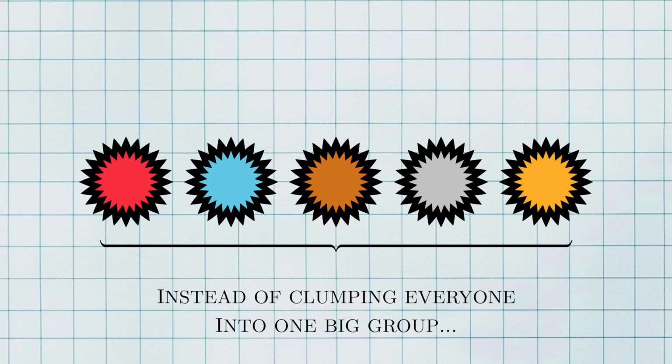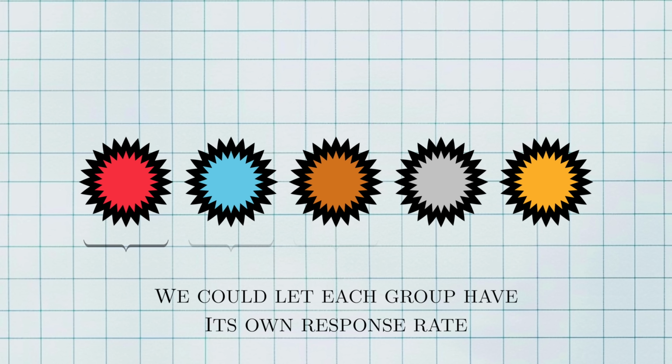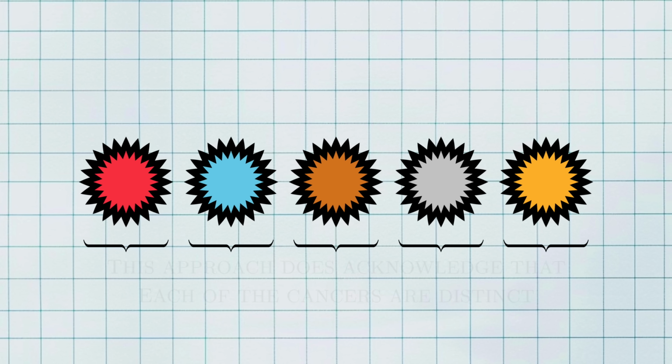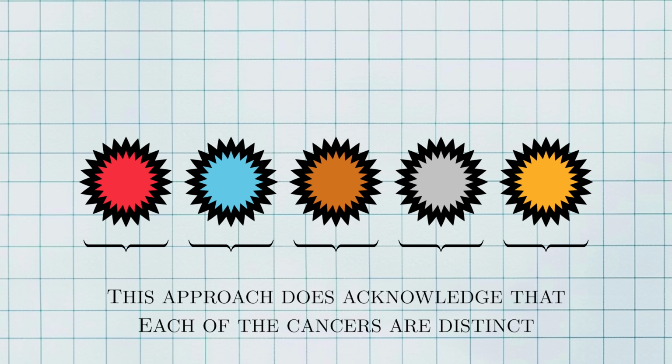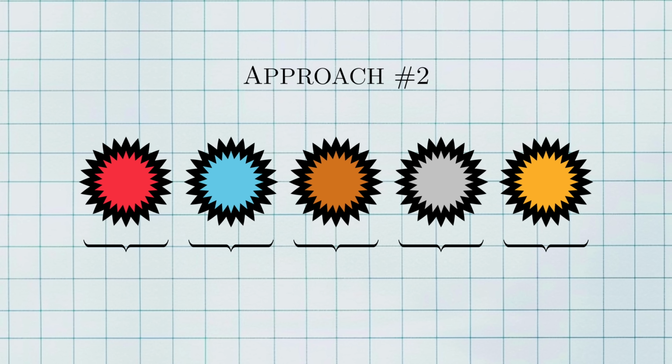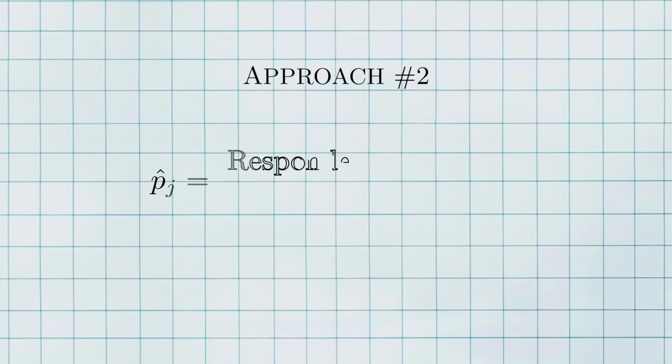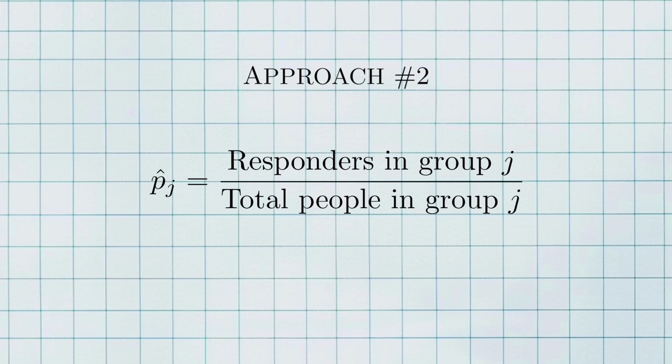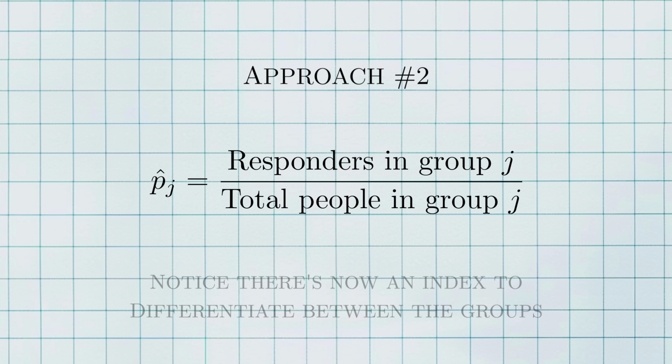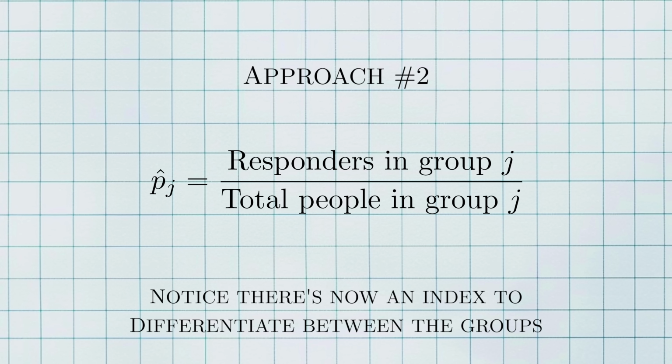Instead of clumping everyone into one big group, we could let each group have its own response rate. This approach acknowledges that each group is a distinct cancer, and it would be called an independent approach. Like its name suggests, the independent approach assumes that the response rates for each group do not influence or are related in any way to the other groups. It only uses the data for a particular group.